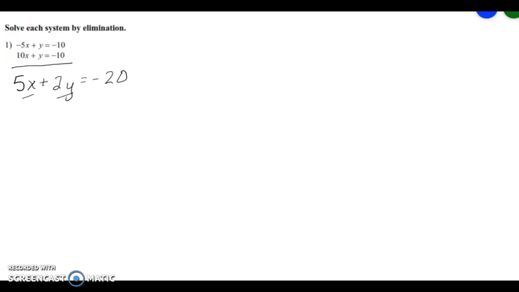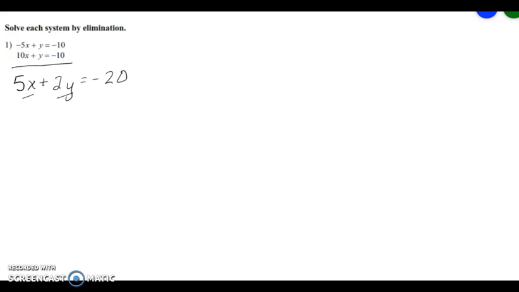So we cannot solve for one of the variables if there's two of them. We can only solve for one of the variables if there's one of them. So we have to eliminate one of these variables. But simply adding these two equations isn't going to work for these types of questions. Here we have to change one of the equations before we add the two equations together.